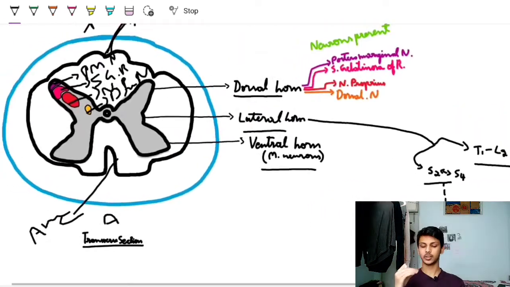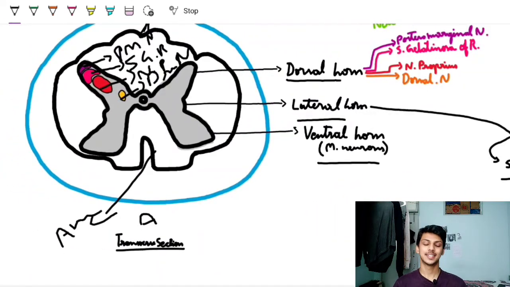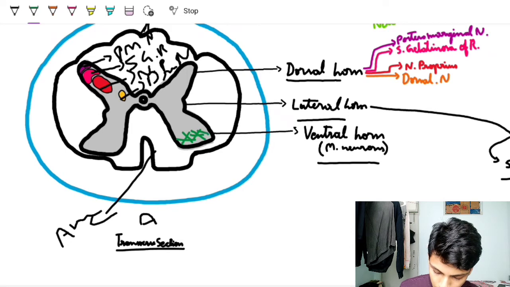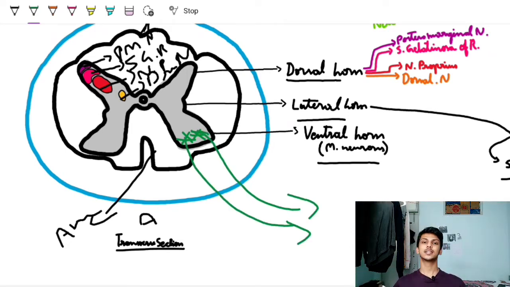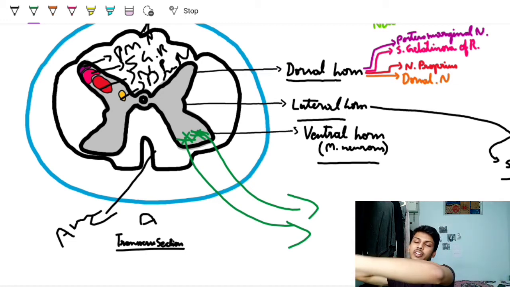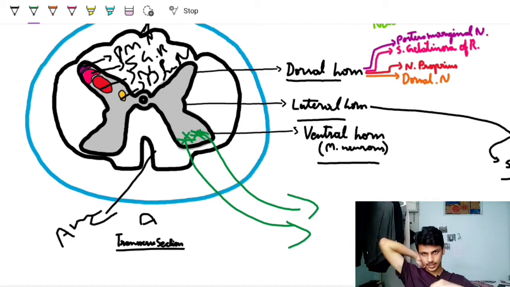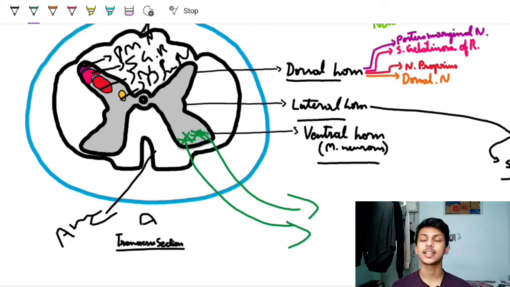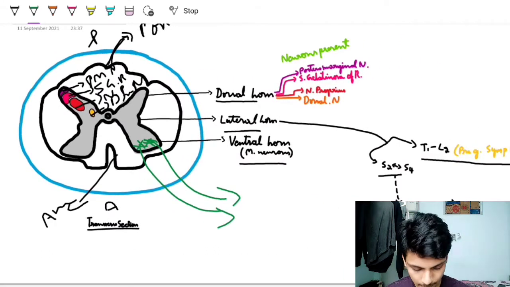That was the lateral horn. Now what is the ventral horn? We just discussed that was the nuclei of the motor nerves, isn't it? Motor neurons. So they are supplying the muscles. So the signals come from behind and the motor signals go from front. That is what is happening in the spinal cord basically.